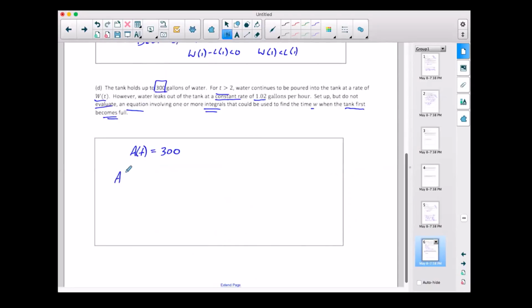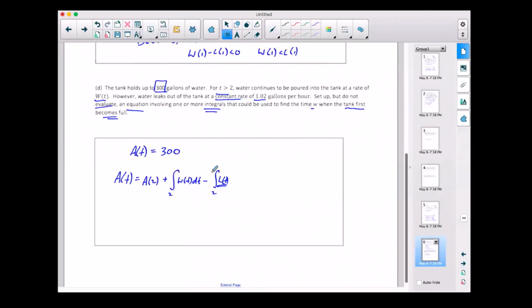So the amount at time T is going to be equal to a starting amount, but we're starting at time 2 now, right? Because we're doing this after time 2. So the amount at time T is going to be how much there was at time 2. That was the beginning now, plus the integral. Remember, we have to have a 2 down here on the bottom because this has to always match, of W of T dt minus the rate out starting at 2 of L of T. And the problem with this L of T is, remember how we said in the very beginning, L of T was defined, right?